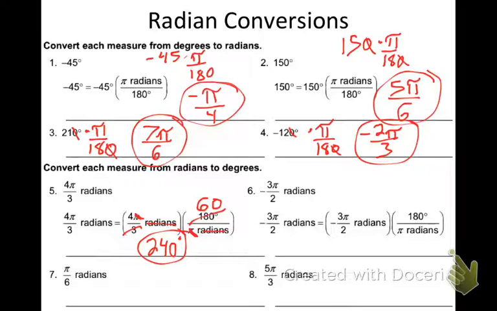I'm going to take that times 180 over pi. Pi's cancel. Radians cancel. We're good. How many times does 2 go into 180? 90. So I'm going to cancel that out, giving me 90. Negative 3 times 90 is? Negative 270 degrees.